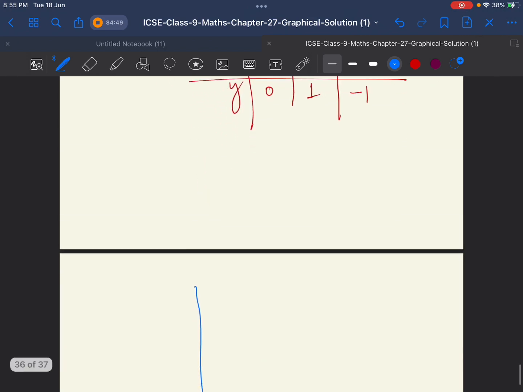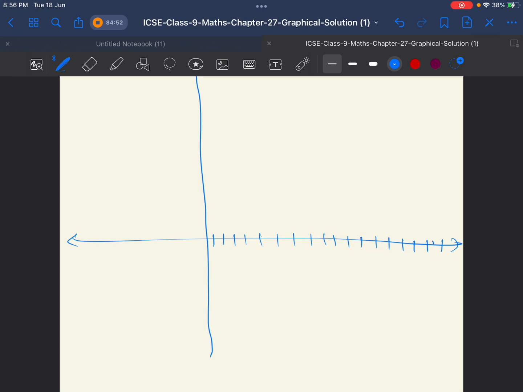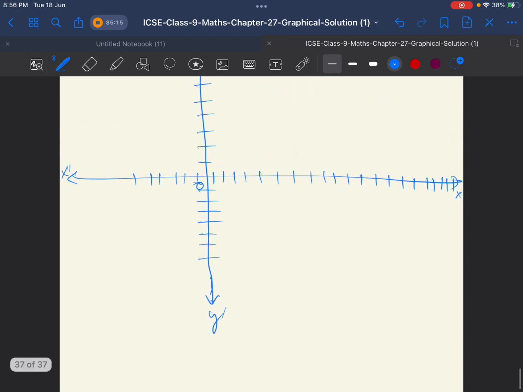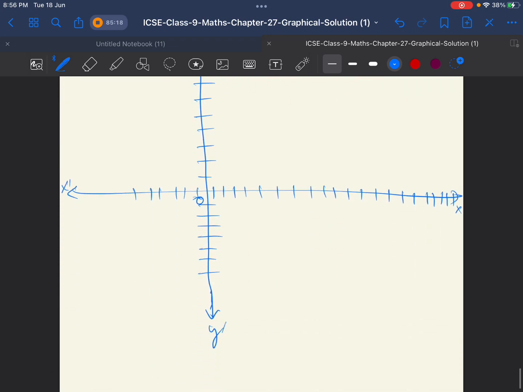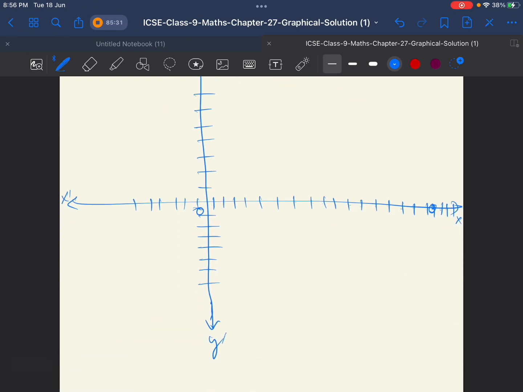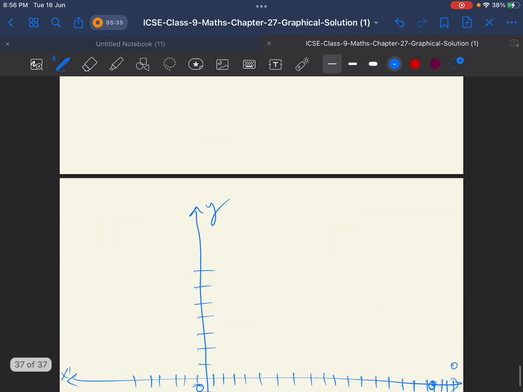This is X'OX, and this is YOY'. So first we plot the point (18, 0). Counting 1 2 3 4 5 6 7 8 9 10 11 12 13 14 15 16 17 18.